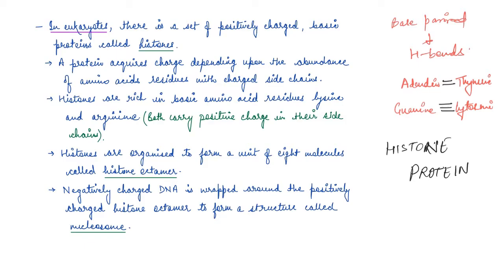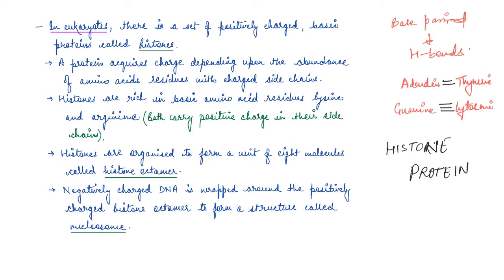Now, a protein acquires charge depending upon the abundance of amino acid residues with charged side chains. The histone protein acquires charge depending upon the abundance of amino acid residues, right? Now, histones are rich in basic amino acids, right? And these amino acids are lysine and arginine. They both carry positive charge in their side chain. So histone proteins are rich in basic amino acids like lysine and arginine.